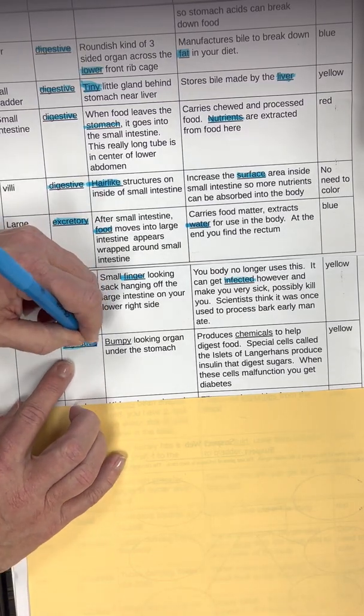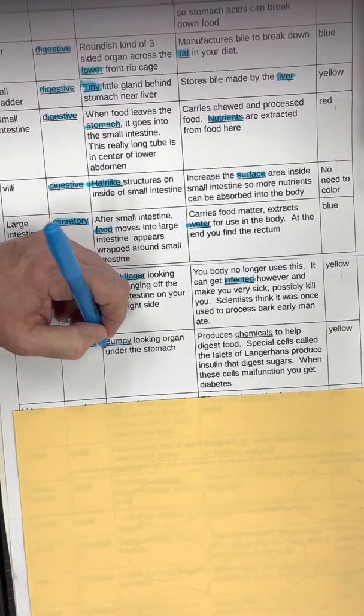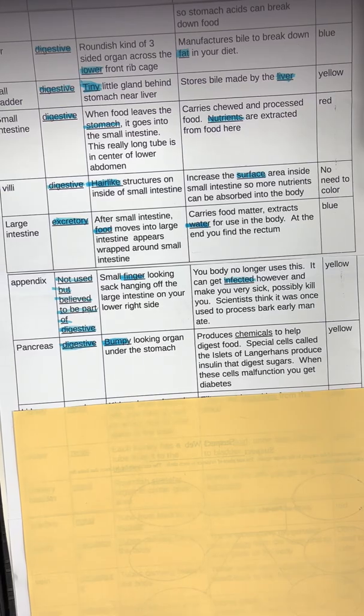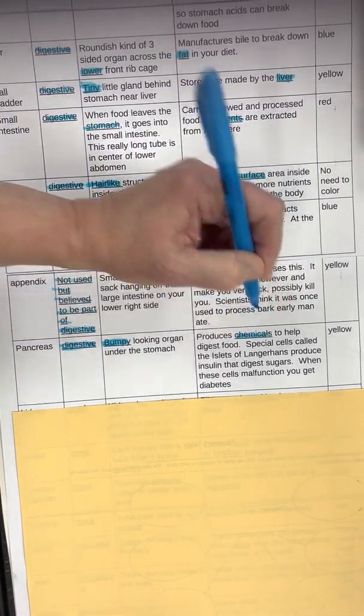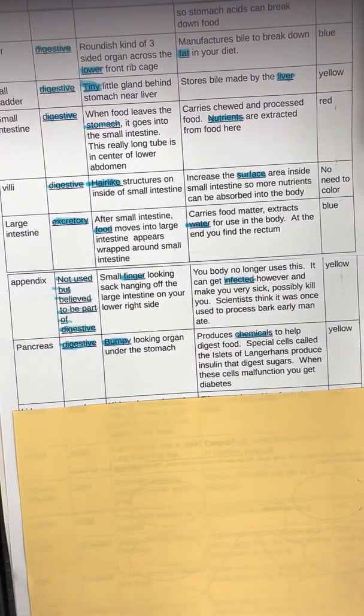Pancreas is digestive. A bumpy looking organ under the stomach. Produces chemicals to help you digest food. Special cells called the islets of Langerhans produce insulin that digests sugars. When these cells malfunction, you get diabetes.